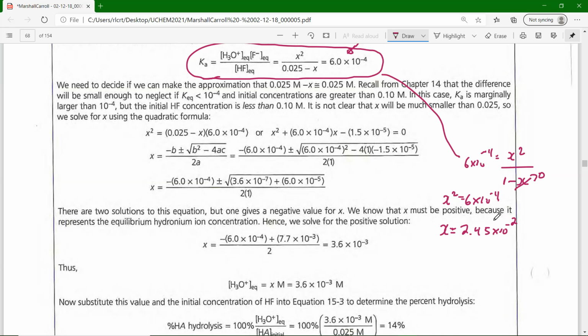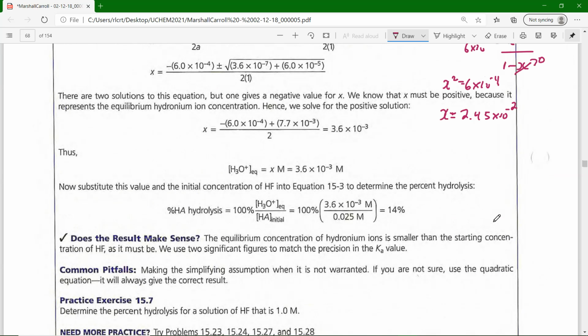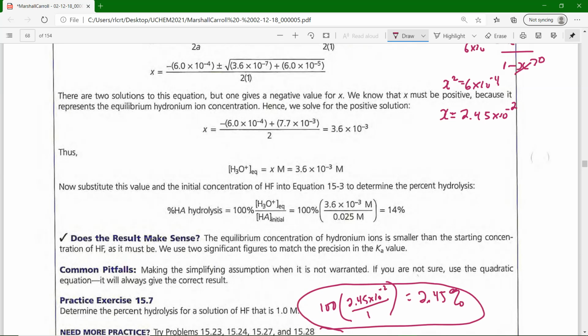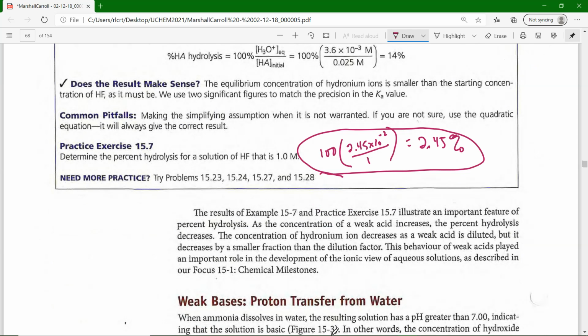Okay, I could get the pH if I wanted to. It didn't ask for that, but what does it ask for? Determine the percent hydrolysis. So it's going to be 100 times x, 2.45 by 10 to the minus 2 over how much I started with, which is 1. So it's 2.45%, which is less than 5%, which works within the testing scheme of this particular textbook, so that's good. Again, I could get the pHs and the pOHs of those two. And for more practice, you can try those problems 15, 2.3, 2.4, 2.7, and 2.8.